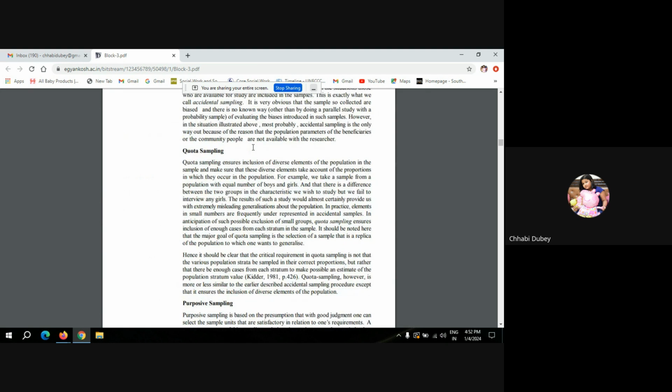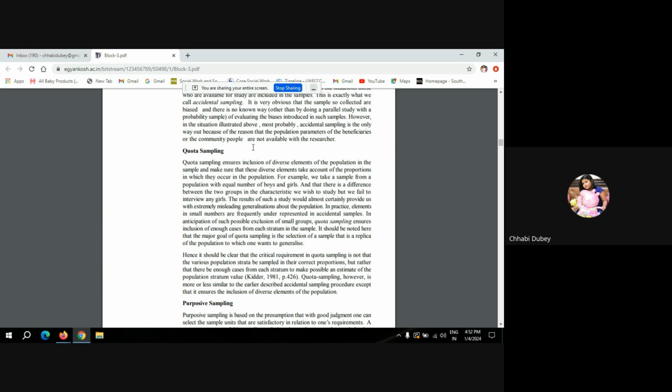Next is quota sampling, which ensures inclusion of diverse elements of the population in the sample, and at the same time, it ensures that these diverse elements are represented in the proportions in which they occur in the population. Okay, so this is quota sampling.